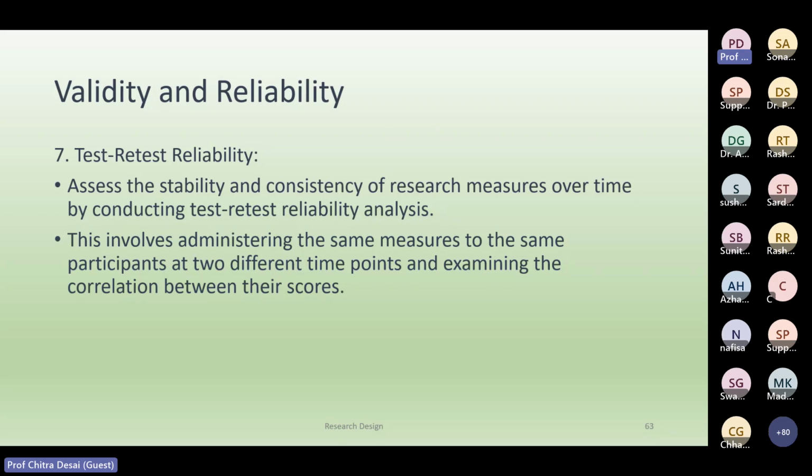If you are giving coffee to somebody at 5 or 6 o'clock in the evening, it will have a different reaction than when you give coffee to somebody at 1 o'clock in the afternoon. So when we talk about test-retest reliability, we administer the same measure to the same participant at two different time points and establish the correlation between their scores. A high correlation indicates good test-retest reliability.